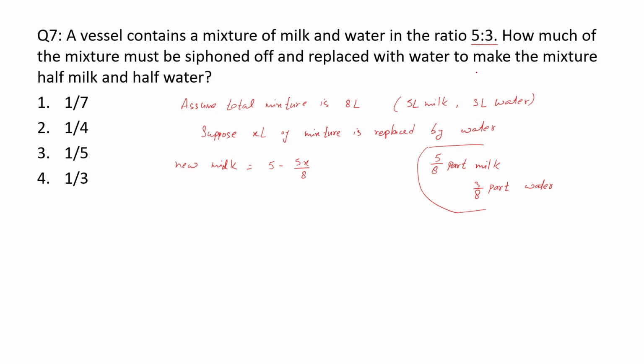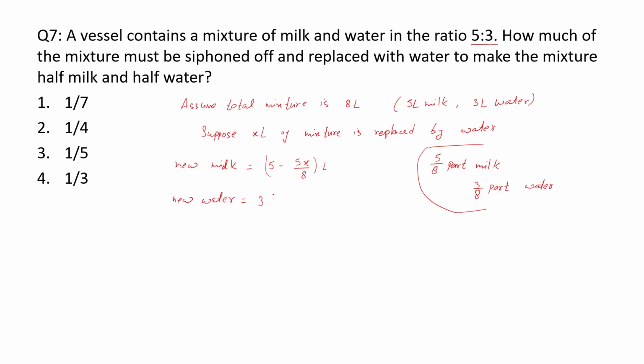So X liter mixture you have replaced. So how much milk you have removed? 5 upon 8 into X. This much liter milk you have replaced. So new milk quantity is this. Now new water. How much water right now it will be having? It was having 3 liter already. Plus you have added 3. So you have removed water also. Sorry.